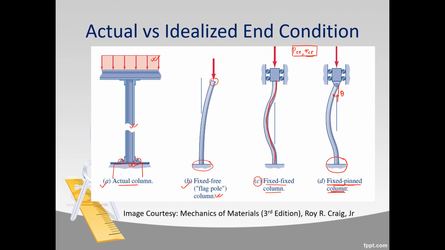In our previous lecture, we had 4 basic assumptions for consideration of an ideal column. Please revisit our previous lecture if you are not familiar with that. Those 4 basic assumptions also apply to this case when you are investigating the critical load of the fixed-pinned column.